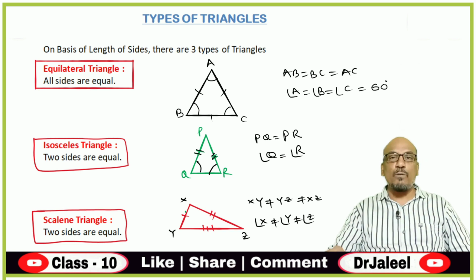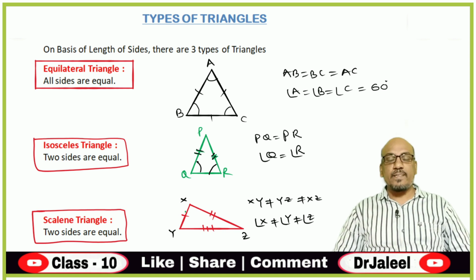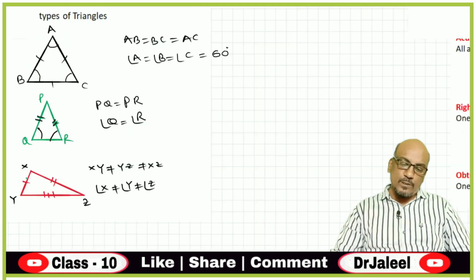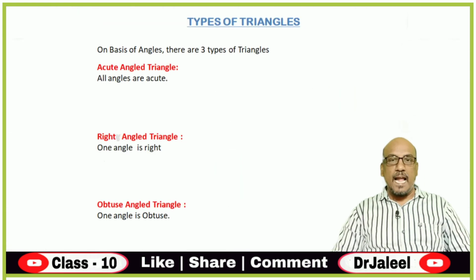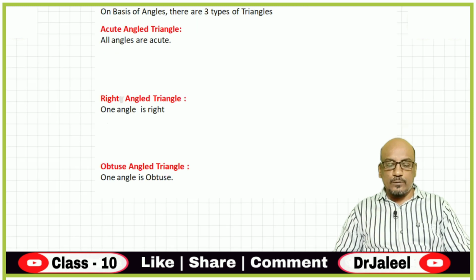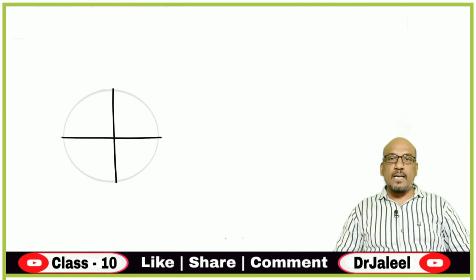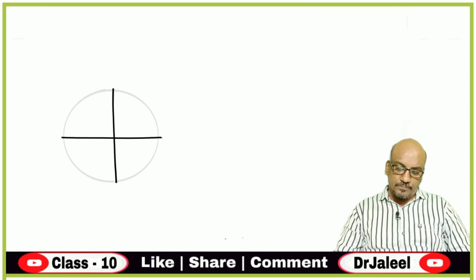So children, overall here, in response to the sides, there are 3 types of triangles. If 3 sides are equal, equilateral triangle. If 2 sides are equal, isosceles triangle. If no sides are equal, scalene triangle. Now let's go to the types of triangles with respect to angles. But before going to this, children, let us understand what are acute, obtuse, reflex angles.